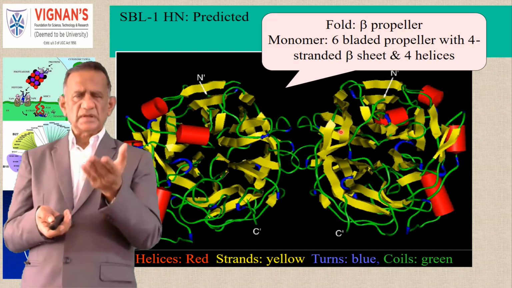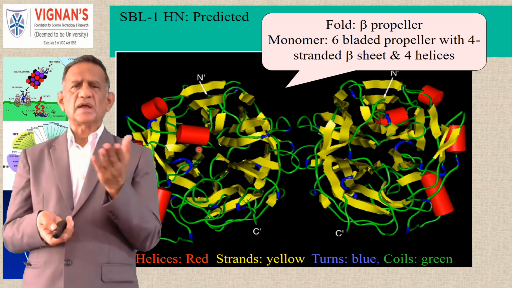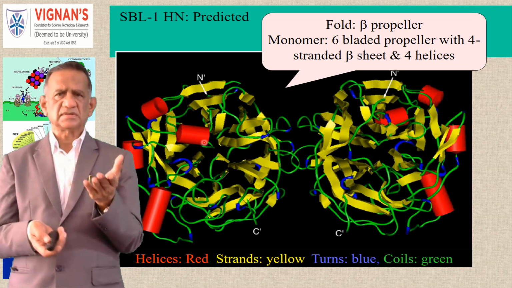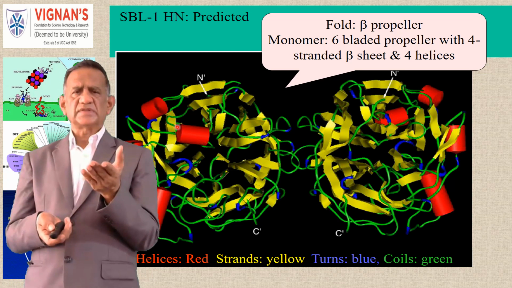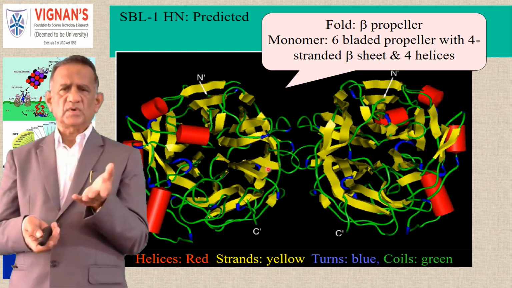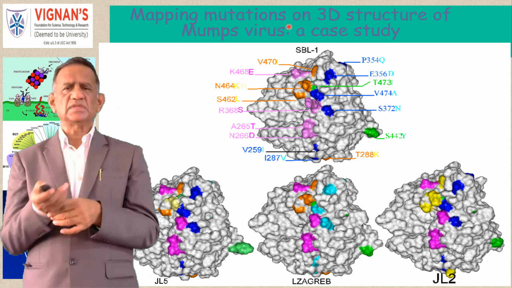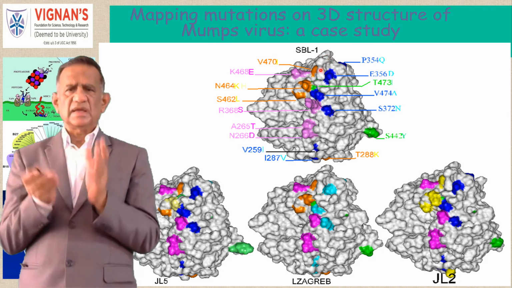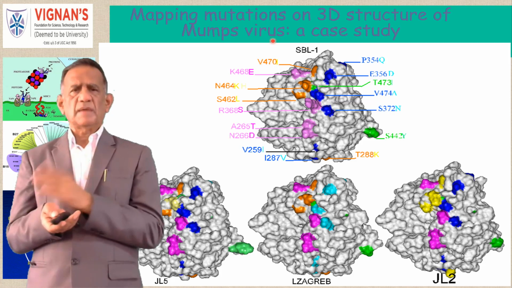From there, the protein sequence has come. This is the hemagglutinin neuraminidase predicted protein HN. Here you can see the helical structures shown in red, beta sheets shown in yellow, and random coils shown here. Now, mapping of mutations. This virus keeps undergoing mutations. So the first one and the other three, if you go through, are shown in color, indicating where these mutations have occurred.